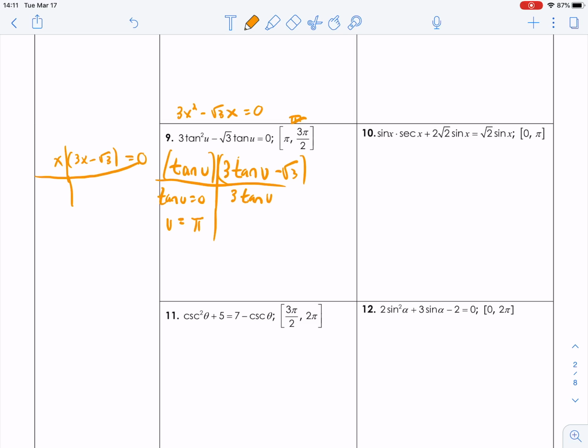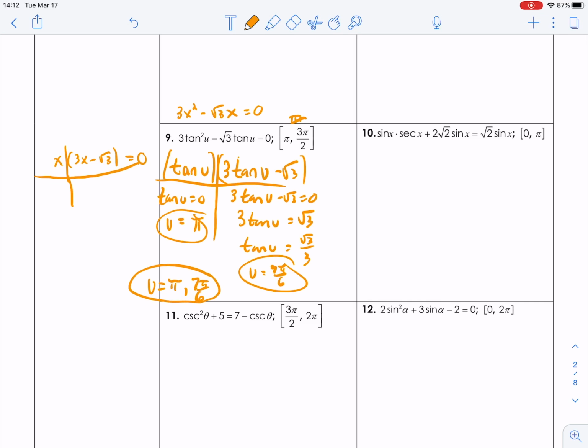So 3 tan of u minus square root of 3 equals 0. We solve. 3 tan of u equals square root of 3. Tan of u equals square root of 3 over 3. So u is going to equal, since we're in the third quadrant, 7 pi over 6. There we go. So we have two solutions. Both are in the third quadrant. Good to go. So we can make that look a little prettier and put it here. There we go. There's number 9.